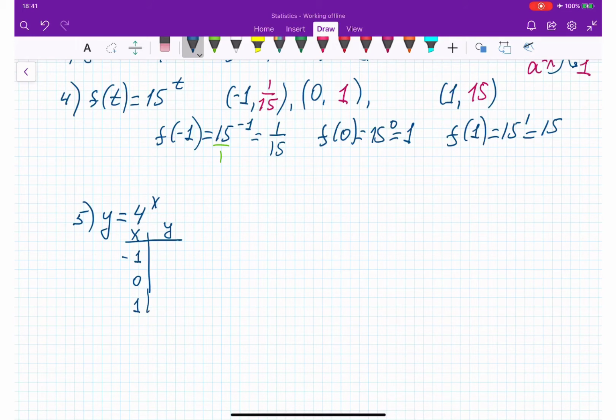When we have negative 1, we get 4 to the power negative 1, which is going to be 1 over 4. When we have 0, it's going to be 1, because any number to the power 0 is equal to 1. Next, when we take power 1, 4 to the power 1 is equal to 4. Okay, let's draw the graph.